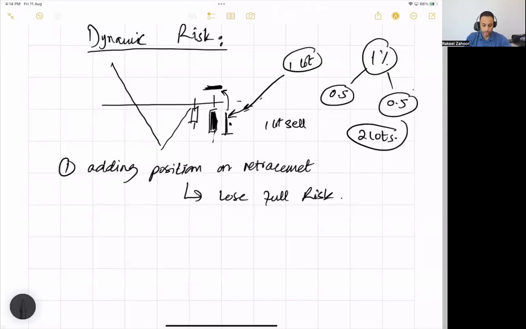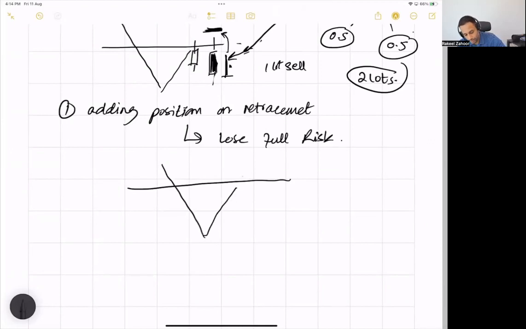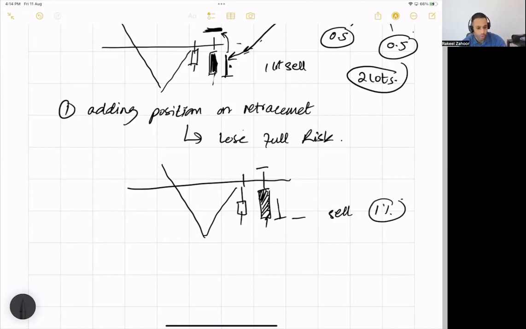Scenario number two that we're going to talk about now is, for example, let's say we have this resistance, price is coming down, moving up, and you got your bullish candle here, and then you got your bearish candle. And now you're trying to take a sell. You take a sell of 1%. So when price moves up, you don't care. You don't enter any trade because you've already entered 1%. Now total risk is going to be 2%.